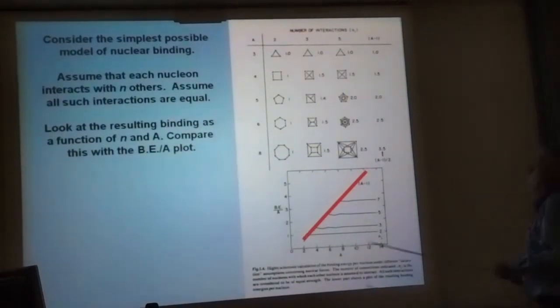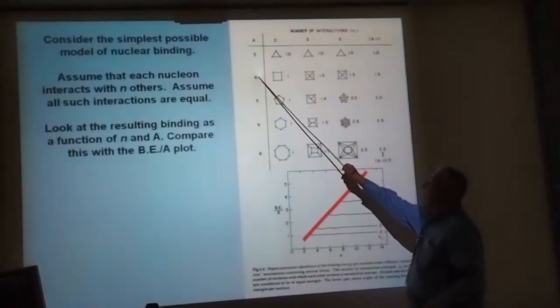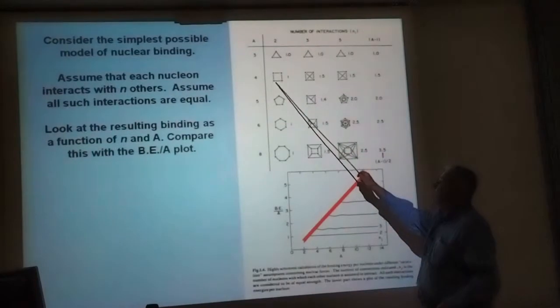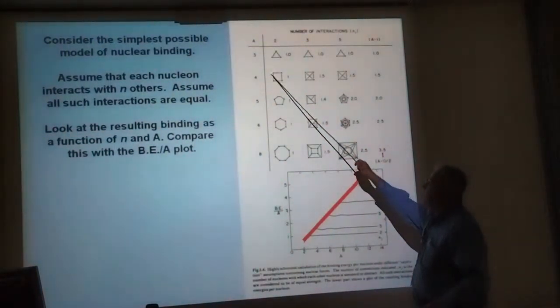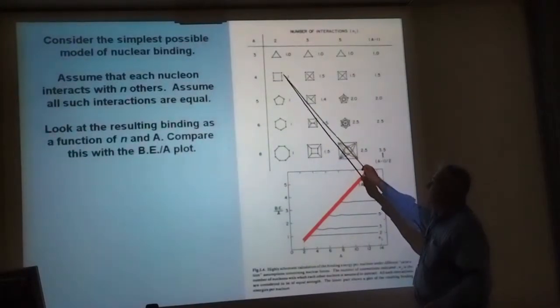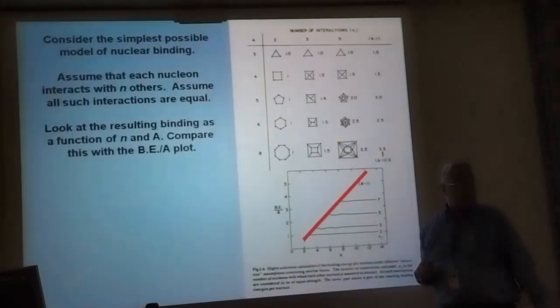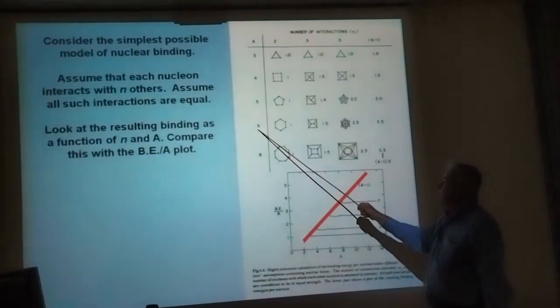Okay, so if we have 4 nucleons, and each one interacts with 2 others, this one will interact with these 2, this with these 2, this with these 2, this with these 2. That's 1, 2, 3, 4 interactions, 4 nucleons. What about if we have 6 nucleons?